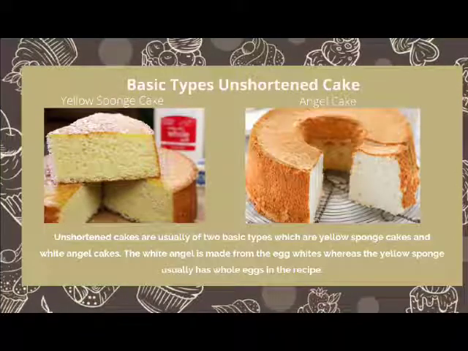Basic types of unshortened cake: the yellow sponge cake and angel cake. Unshortened cakes are usually of two basic types, which are yellow sponge and white angel cake. The white angel is made from egg white, whereas the yellow sponge usually has whole eggs in the recipe.